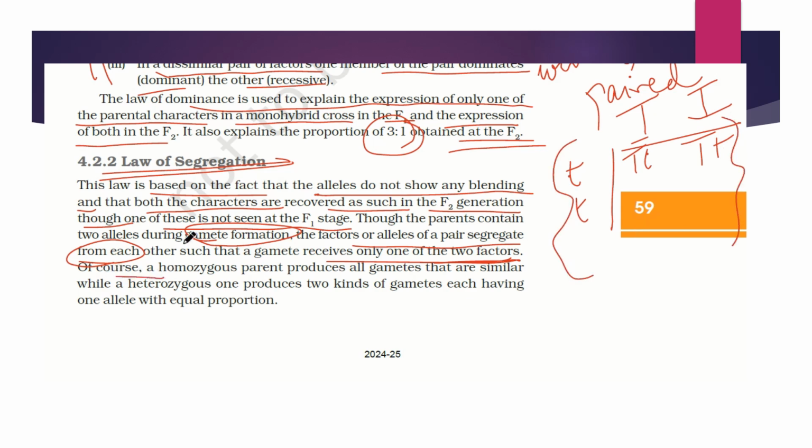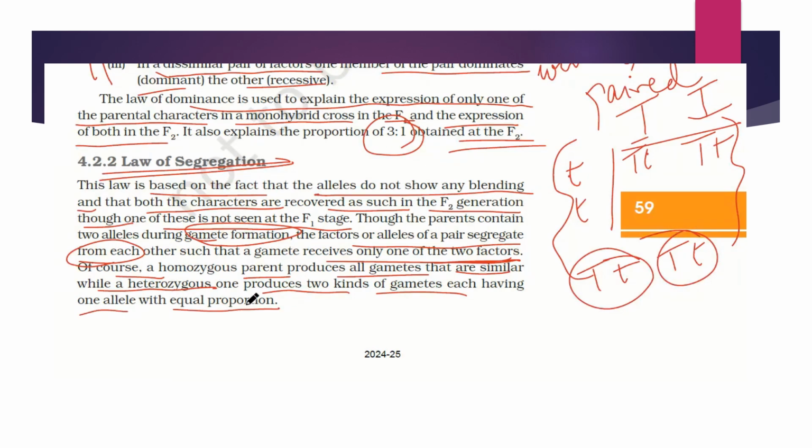Of course, a homozygous parent produces all gametes that are similar, while a heterozygous one produces 2 kinds of gametes. So if we are crossing like this, these are heterozygous, they will be producing 2 kinds of gametes, each having 1 allele with equal proportion. Is it clear to all of you? So this is what the law of segregation is telling us.